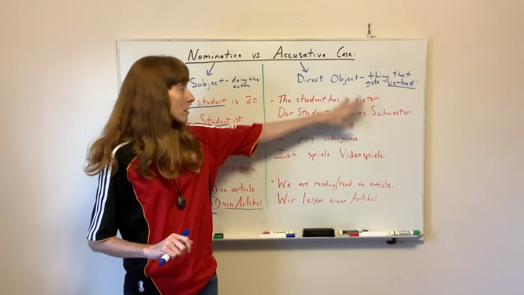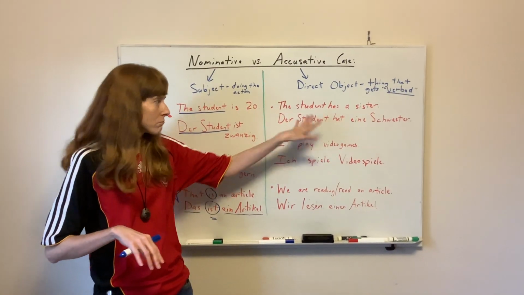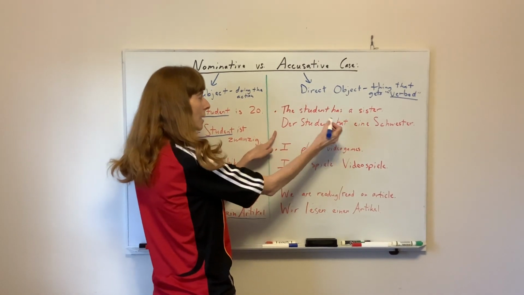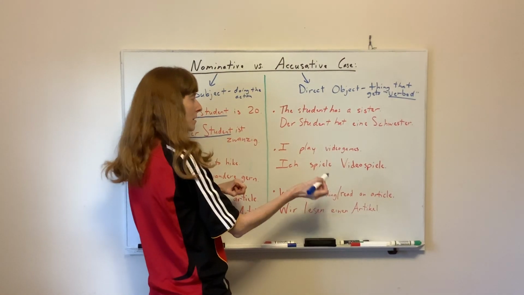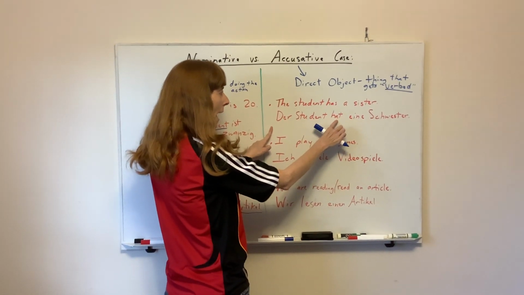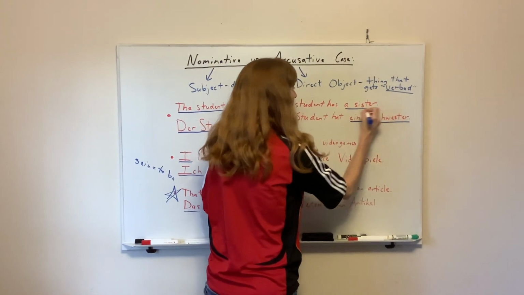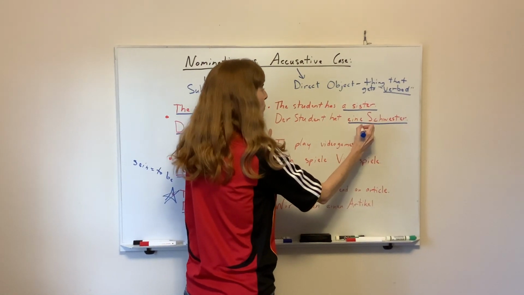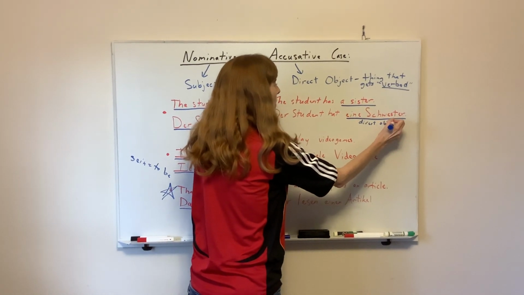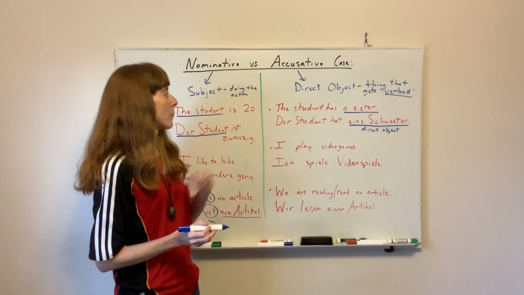Usually your direct object is going to be over here on the end. Now that's kind of an unofficial rule, but it's usually going to be on the other side of the sentence. So now in this sentence, der Student hat eine Schwester. The student has a sister. The thing that he is having, or he has, is going to be the direct object. So that would be eine Schwester, a sister. So that is going to be your direct object. Or I guess we could also call it the accusative case. So remember, this is a fancy word for direct object.